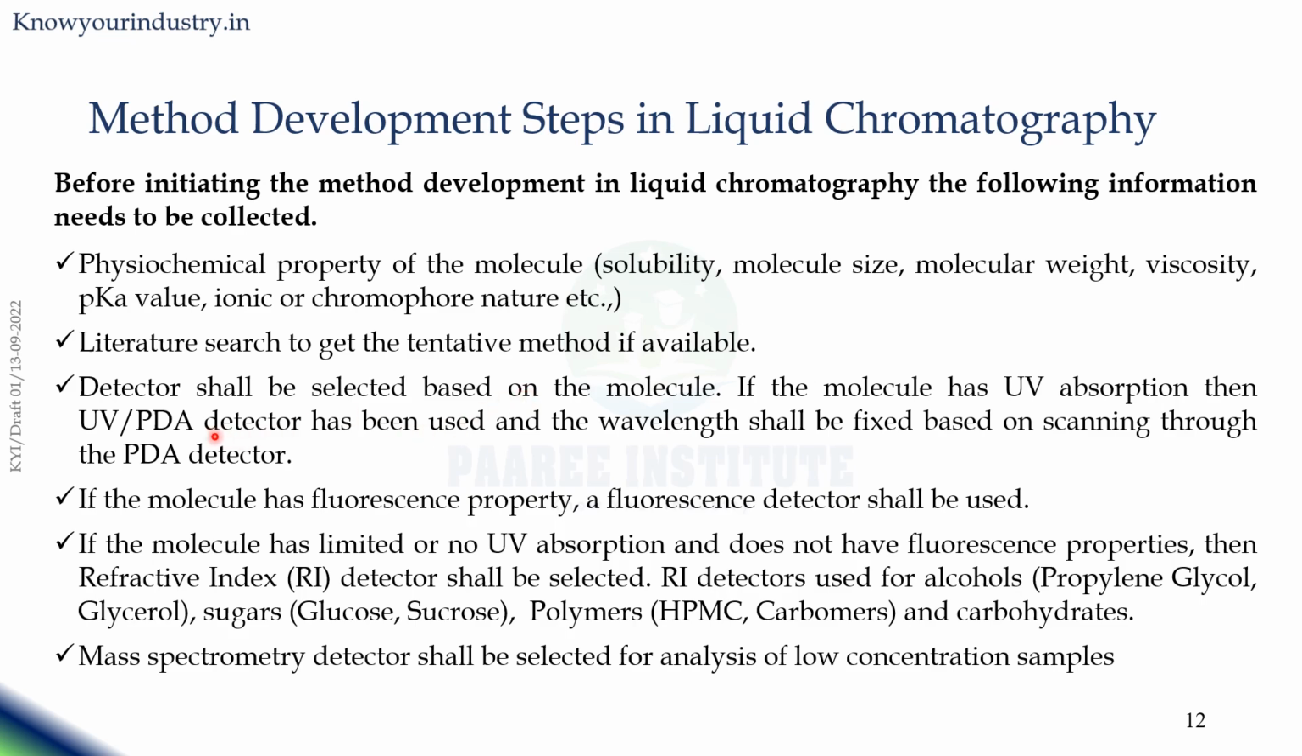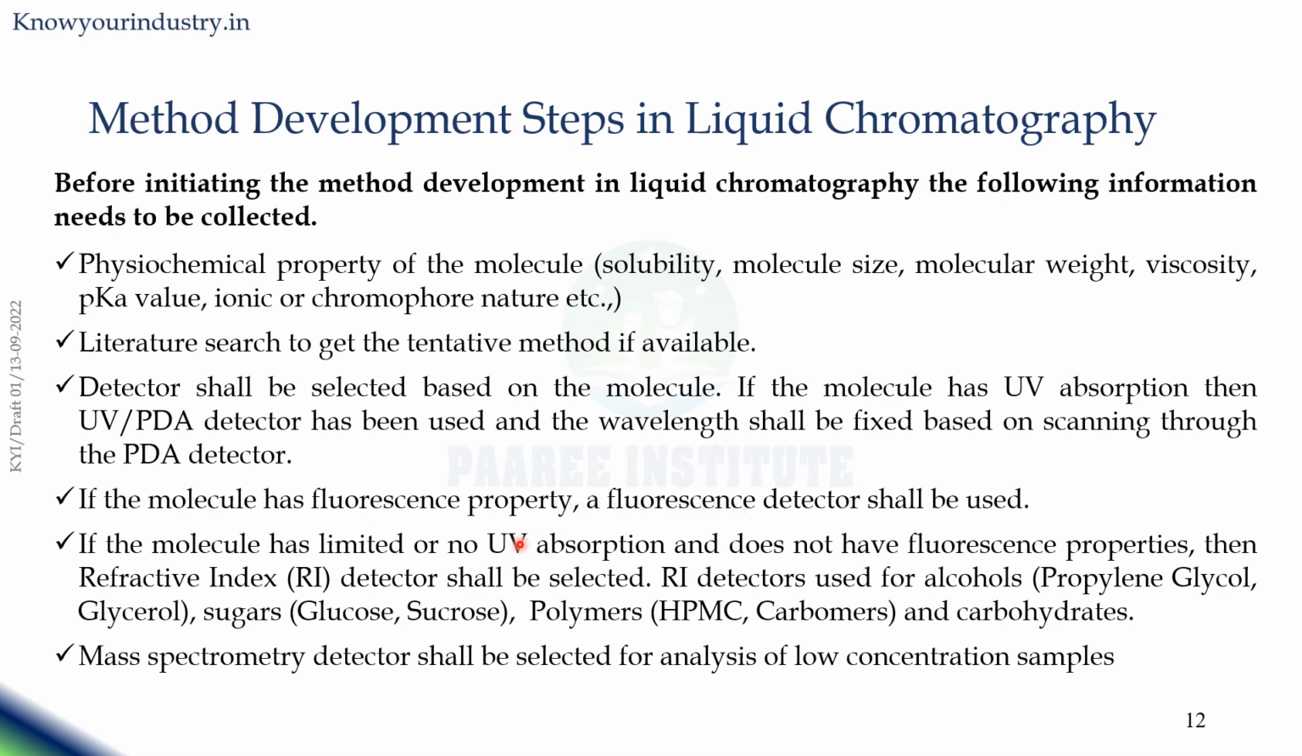Then we need to decide the detector to be used for the proposed method. If the molecule has chromophoric nature, then you can use a UV or PDA detector, and by scanning the molecule in the system, you can fix the wavelength for the detector, either 232 nanometer or 274 nanometer. That will be fixed after scanning the molecule in the system.